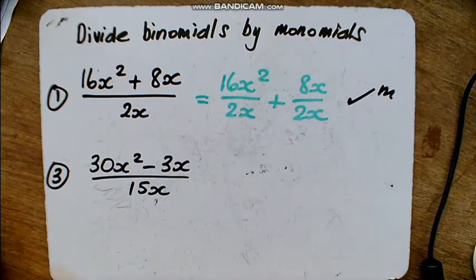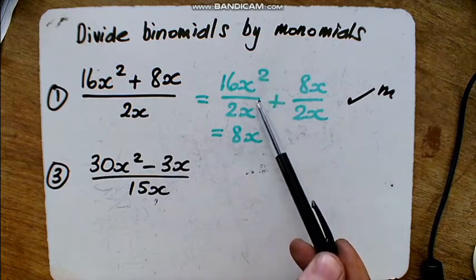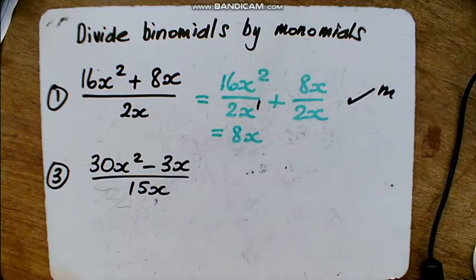So we're going to say 16 divided by 2 is 8, and x squared over x will be x. Right, x squared divided by x is x. Why? Because we subtract the exponents, so it's 2 minus 1, which gives us 1. Right, then we have 8 divided by 2 is 4, and who can tell me what is x over x?